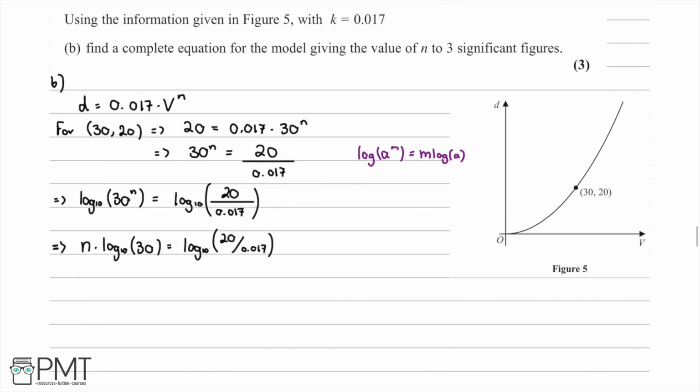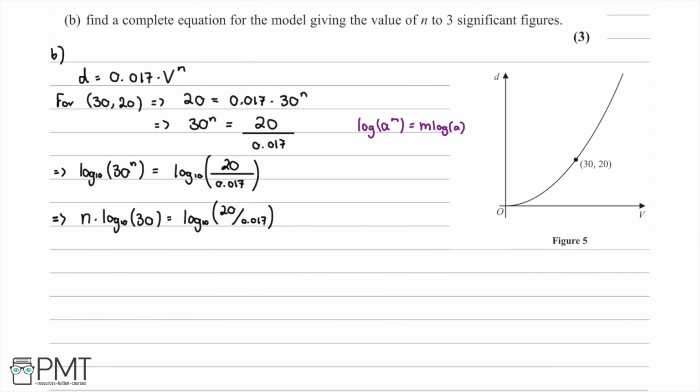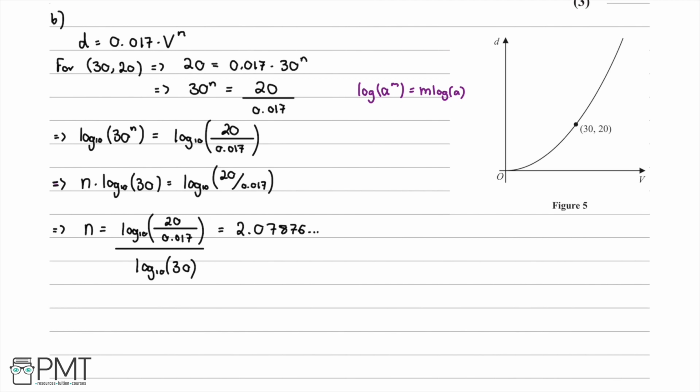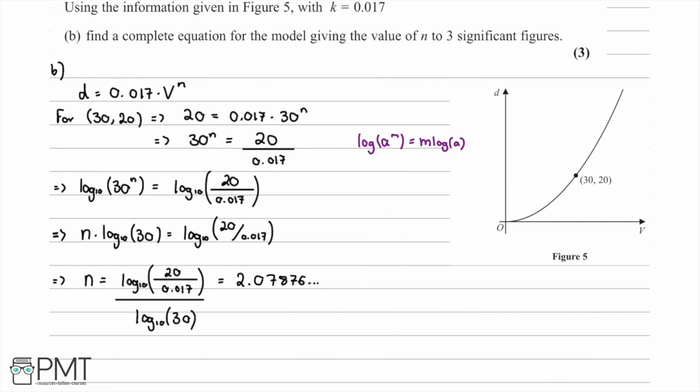And then all that's left for us to do is to now divide both sides by log base 10 of 30, which can be written as follows, and we'll not simplify any of the log terms at the moment, as we're just going to put them into our calculator once we've written it out. So log base 10 of 20 divided by 0.017, and we divide all of that by log base 10 of 30. And putting this into our calculator, it comes out as 2.07876. And recalling the question, we were asked to give a value of n to 3 significant figures.